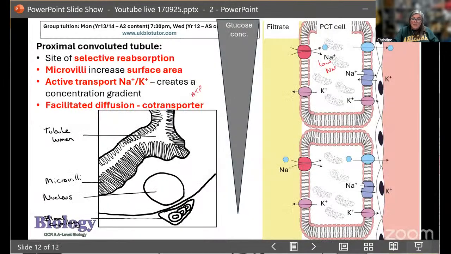Oh, I've come to the end of those slides. Does that make sense? Has that helped with the proximal convoluted tubule? And you said you haven't actually covered the loop of Henle yet. So I'm assuming because you haven't covered the loop of Henle yet, you don't want me to go into that detail. There we go, perfect. Have you got any questions about that?